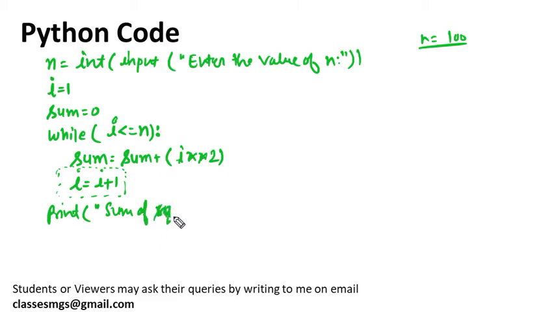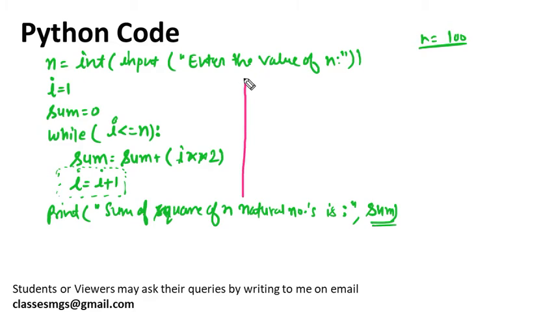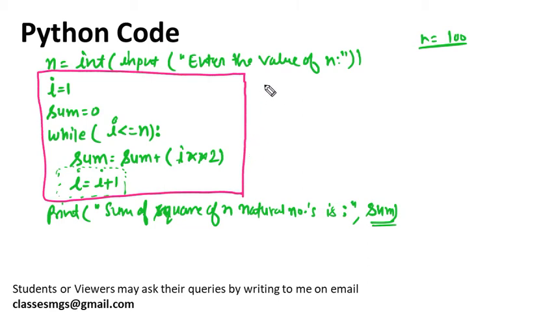So remember this. At the bottom of this loop you will write: sum of squares of n natural numbers is, whatever value is in the sum variable, that will be the answer. You can do it with some other logic also, I am telling you for your convenience. If you don't want to use this logic, you may use this logic also. I am going to change this portion, and the remaining program will be the same.